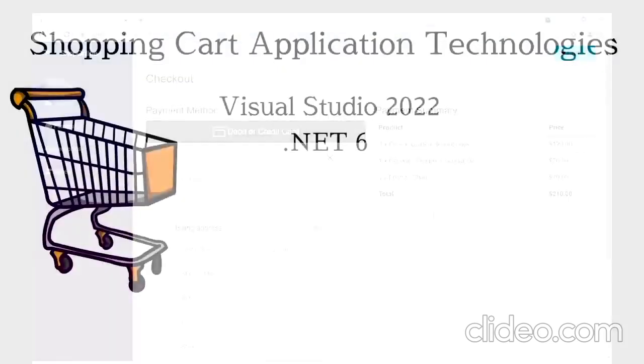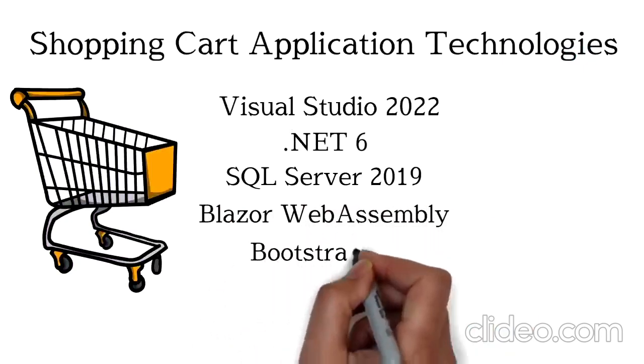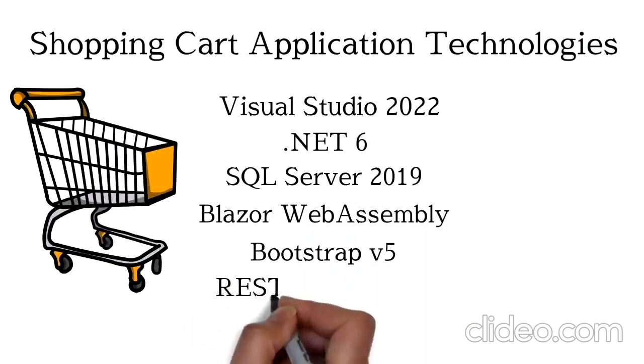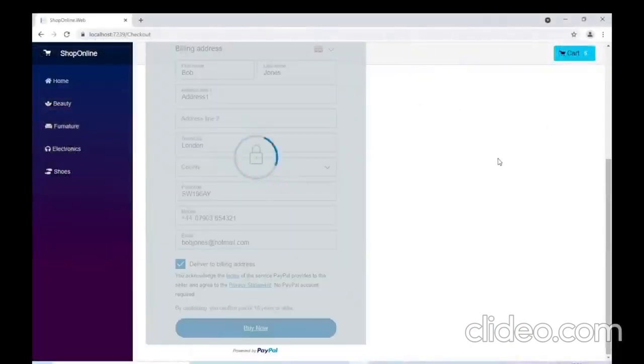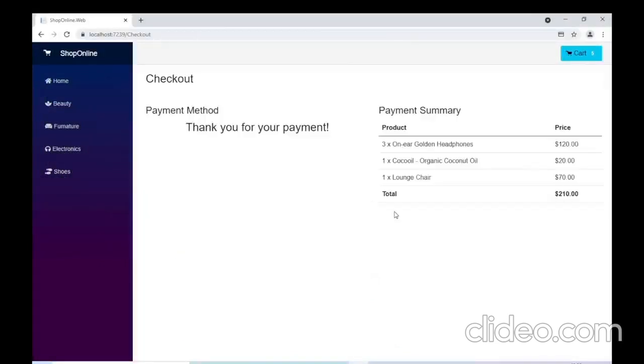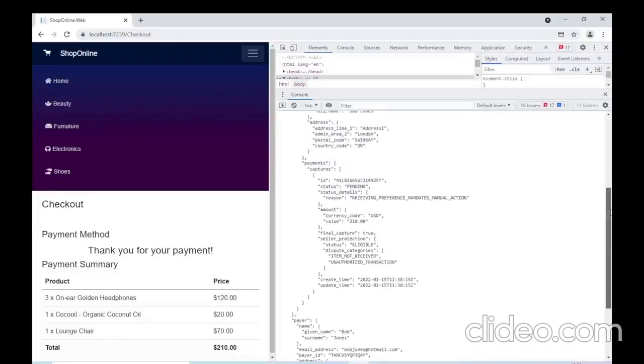SQL Server 2019. Blazor WebAssembly. We'll use Bootstrap version 5 for layout and styling purposes. We'll build a RESTful MVC Web API project for handling database-related functionality and returning relevant data from the server to our client-side Blazor application. All technologies used for the development of this application can be downloaded free of charge. Please see below in the description the locations of where you are able to download the relevant technologies for free.